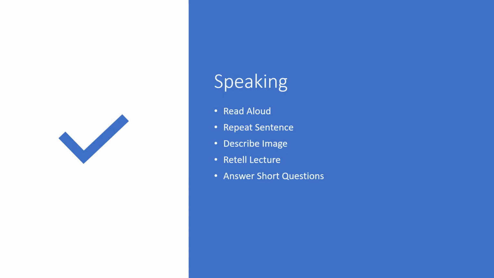So the first section, speaking, has 5 question types. The first one is read aloud, where you have to read the text on the screen clearly and loudly. Repeat sentence: you have to repeat the spoken sentence or phrase. Try to use the exact same order, intonation, etc. Describe image: you have to speak about the image that appears on the screen. Retell lecture: in your own words, you have to retell the spoken lecture. Answer short question: answer with a single word or a few words after listening to the question.